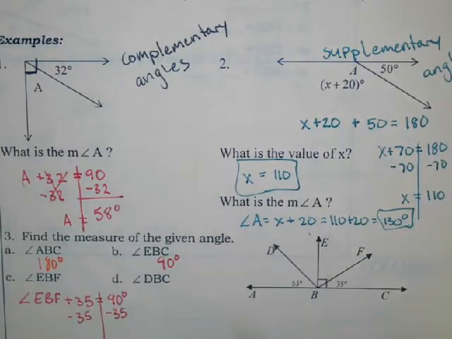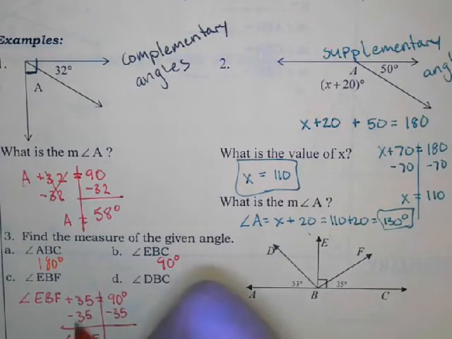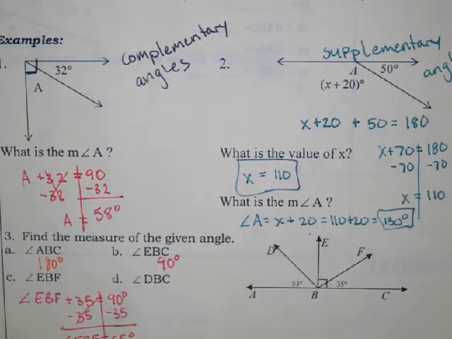Draw our line. Undo that addition with subtraction, and we'll get angle EBF. I do 90 minus 35, and we have 55 degrees. So angle EBF is equal to 55 degrees.